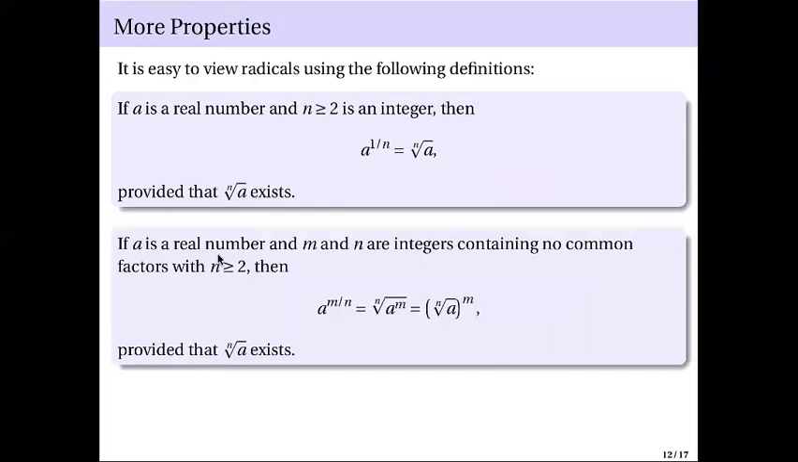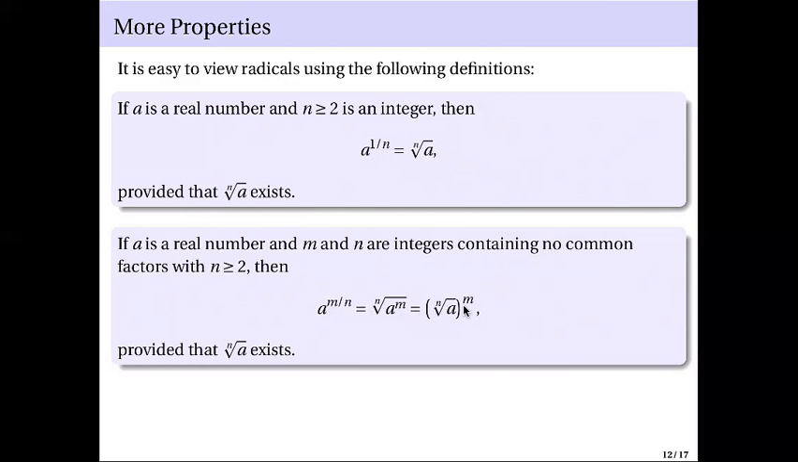If A is a real number and m and n are integers containing no common factors, take note of that, no common factors, with n greater than or equal to 2, then A raised to m over n equals nth root of A to the m, and then from the previous remark, this is the same as nth root of A, to the power m.